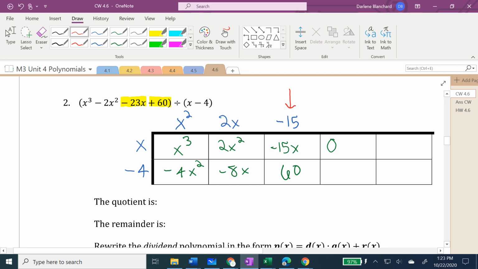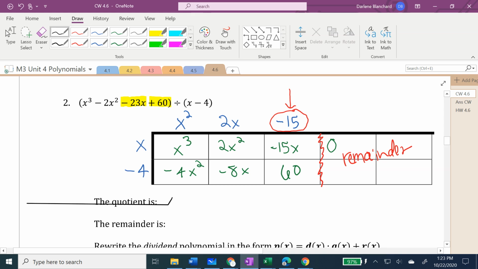There is no remainder. So every time you reach the division place where your constant term has been written for the quotient, everything after that is remainder. So the answer to quotient is x.